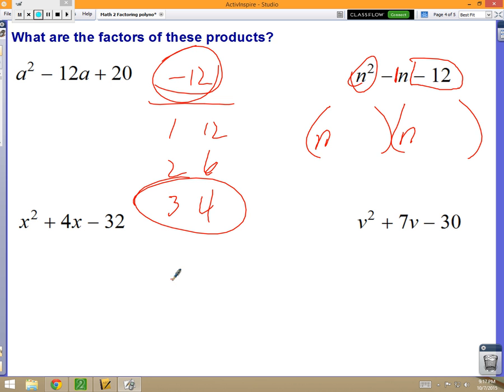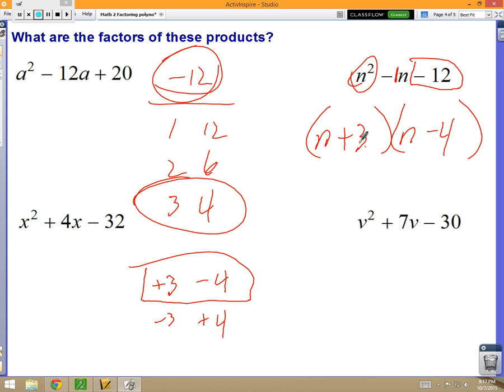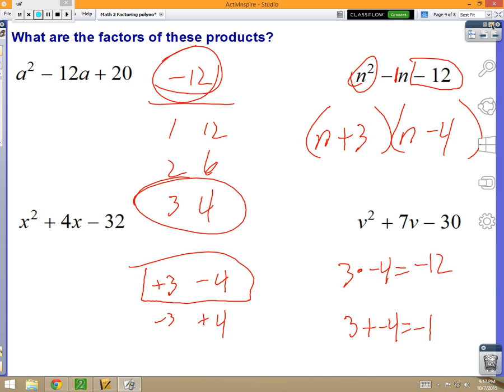Okay, now the question is the 3 positive and the 4 negative? Or is the 3 negative and the 4 positive? And you have to go with the 3 is positive and the 4 is negative. So times them. 3 times a negative 4 equals negative 12. But add them. 3 plus a negative 4 equals negative 1. When you add them, it's got to give you the middle. Okay, pause it. Try these two on your own. Then push play and see if you match up.